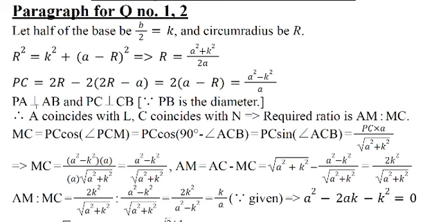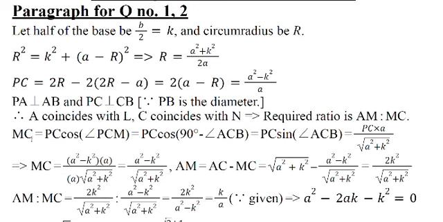Then moving on to the next point, we already know this since A and C are points on the circle and PB is the diameter. Then A coincides with L because L was the perpendicular from P to AB, and that happens to be A in this case. The same thing applies for C: C coincides with N also. So all we need is just AM is to MC.